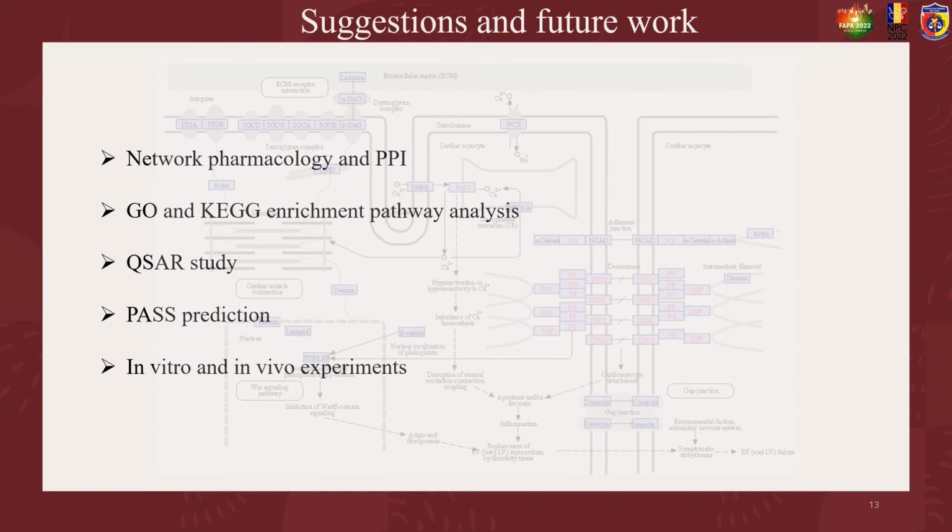We move to the suggestions and future work. Network pharmacology and protein-protein interaction can be pursued in future. Gene ontology and KEGG enrichment pathway analysis also can be carried out. Quantitative structure-activity relationship study is helpful in future to take this research to another step. Prediction of activity spectra for substances, which is known as PASS prediction, for phytochemicals also can be performed. Importantly, in vivo and in vitro experiments based on the results can be done in future.